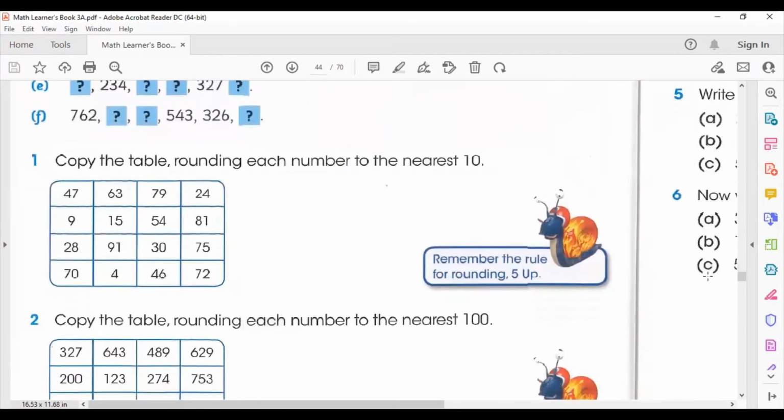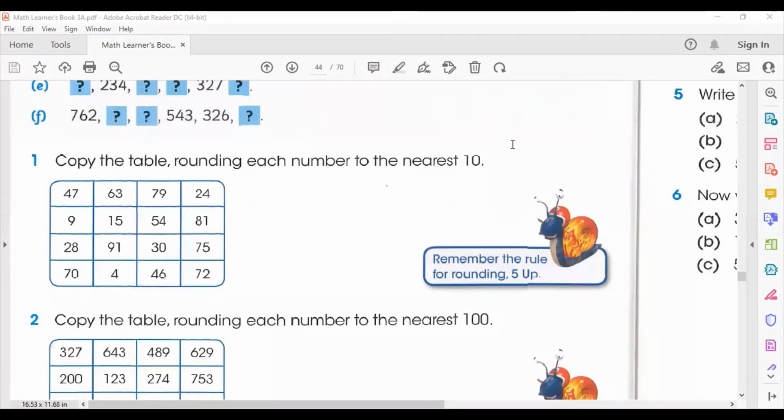Question number 1. Copy the table, rounding each number to the nearest 10. When we are talking about the nearest 10, this should be in our mind: the digit we are checking at the one's place value should be less than 5 or bigger than 5. For example, we can see here 47. In simple words, remember the rule for rounding 5 up. What do I mean by this?